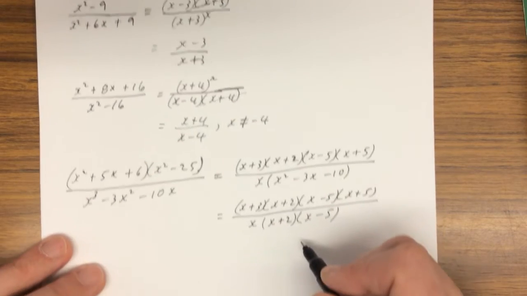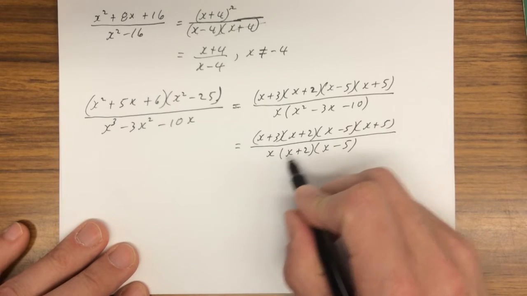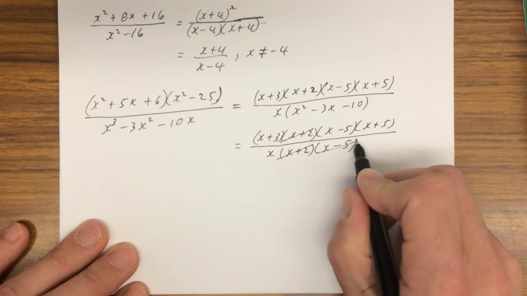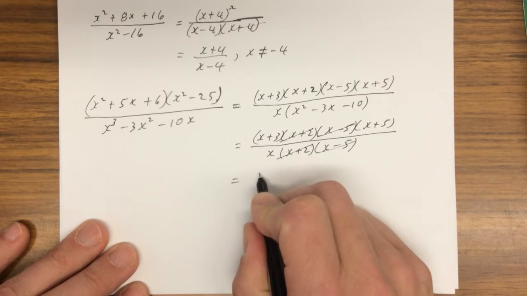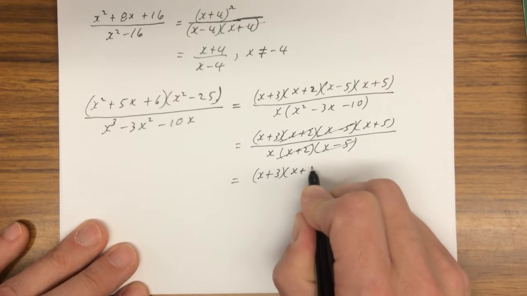Now we notice that there are common factors here on the top and the bottom. So we can cancel this out and this out. And we can cancel this out with this. And what we have left is x plus 3 times x plus 5 all over x.